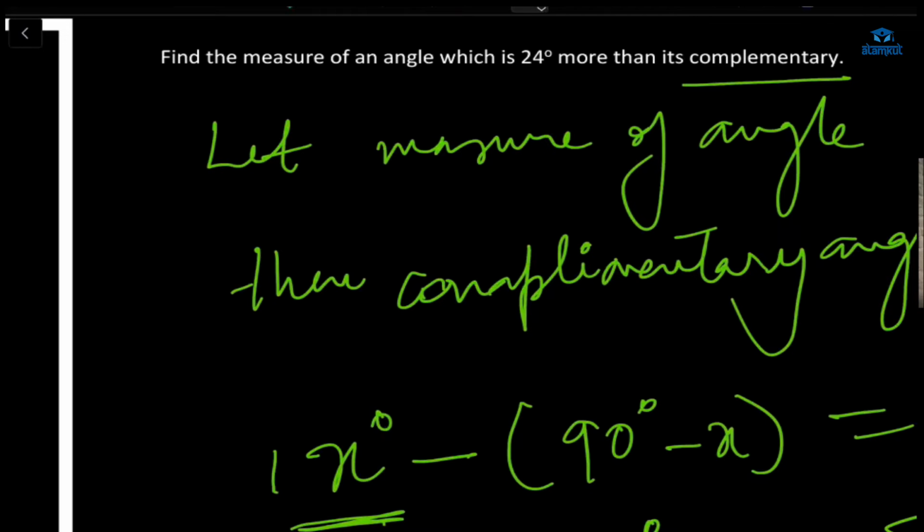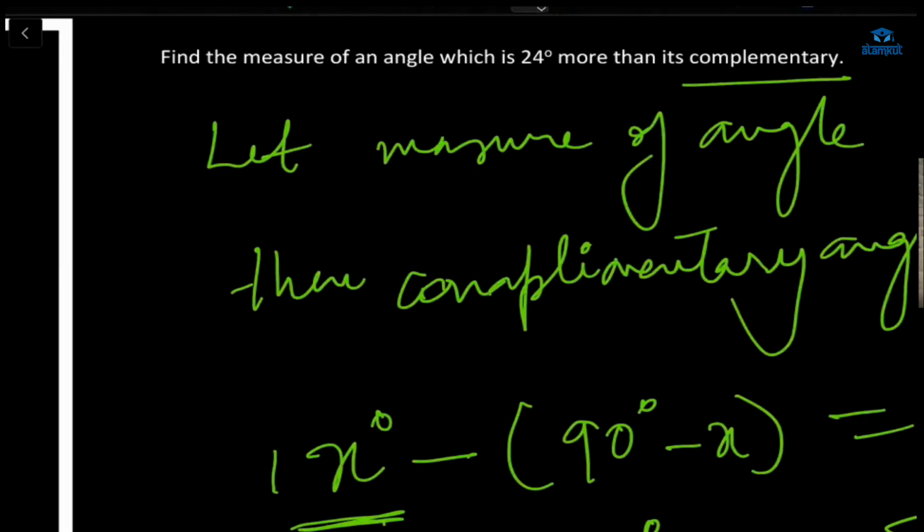Okay, so you have to find the measure of an angle. You have to find an angle which is 24 degrees more than its complementary angle. That means if you subtract both the angles, it will give you 24.